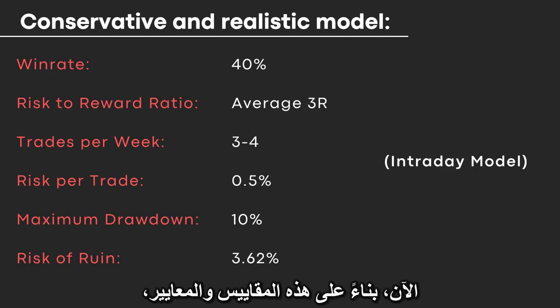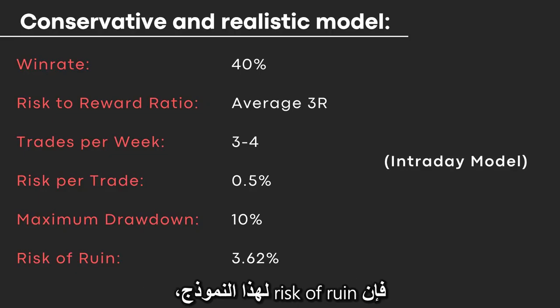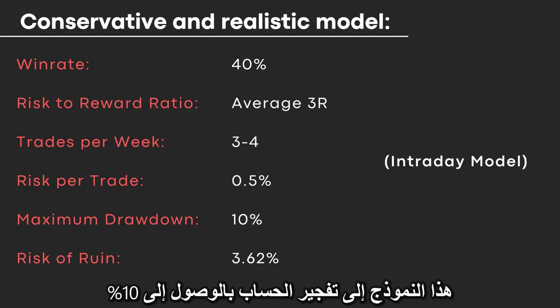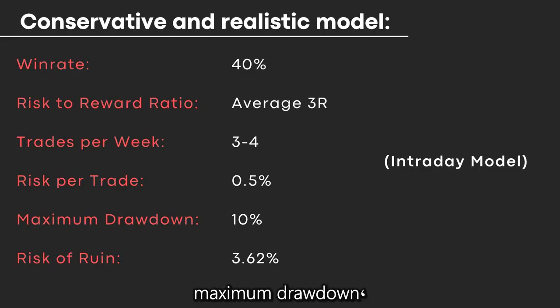Now, based on these metrics and parameters, the risk of ruin for this model, basically meaning the chances or the probability of this model blowing the account by reaching the 10% maximum drawdown, is extremely low, right? It's about 3.62%, which is basically next to zero, right?